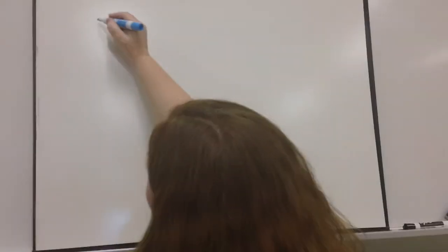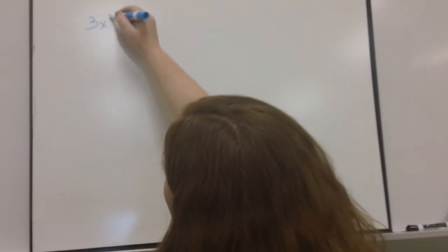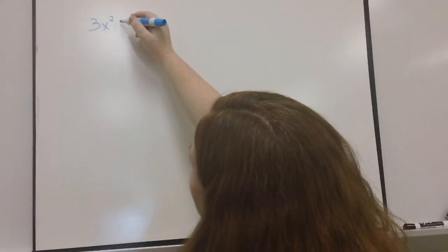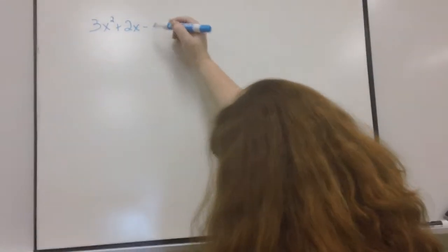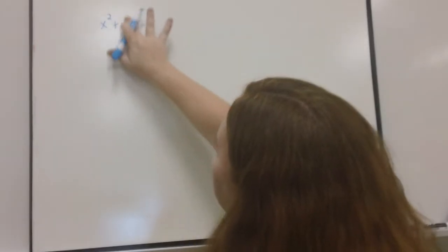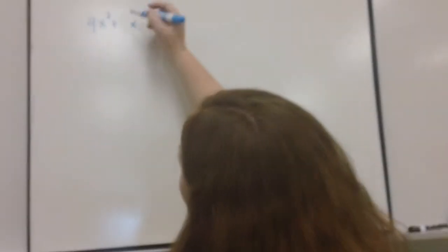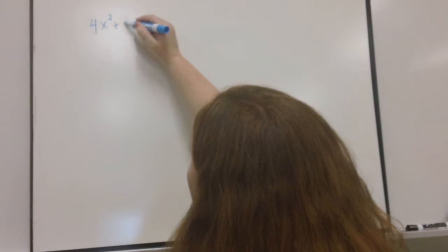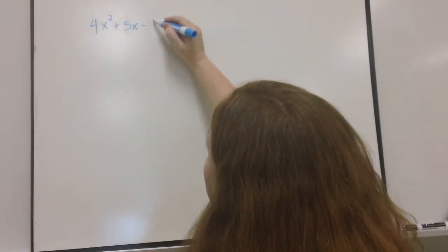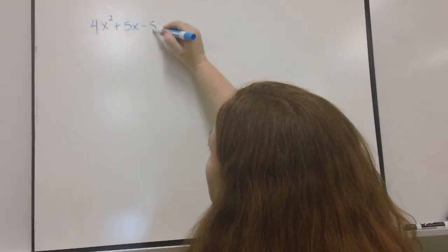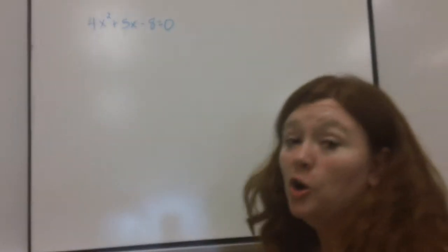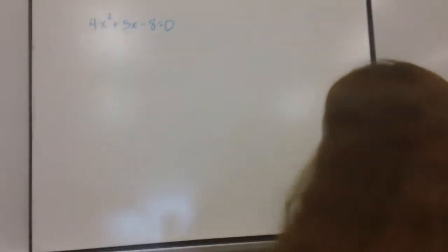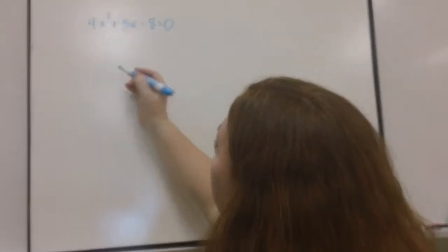All right, I'll keep that one up there. 3x squared plus 2x minus, oh my gosh, the other one was a 3 minus a 2x. Let's pick some different numbers. Get creative. 4x squared plus 5x minus, I don't care, 8 equals 0. I have no idea how this one's going to turn out. We'll just wing it. So let's see what happens.